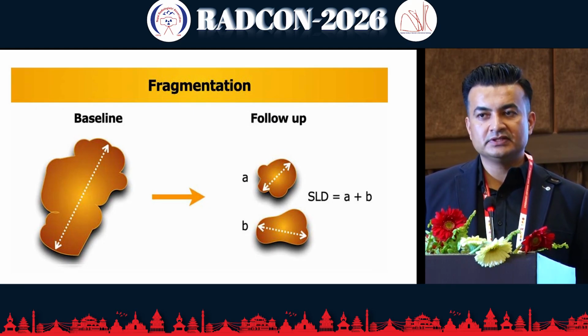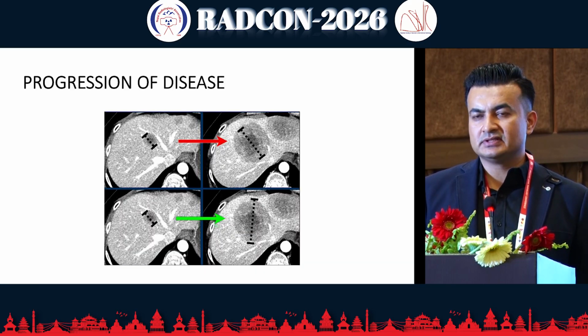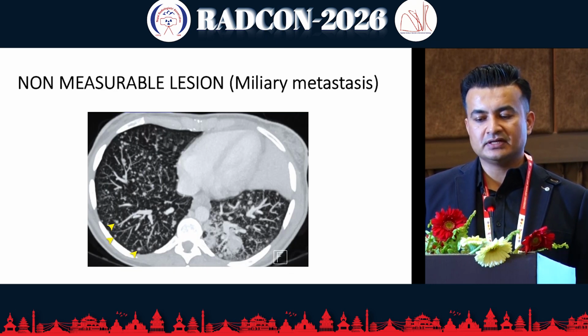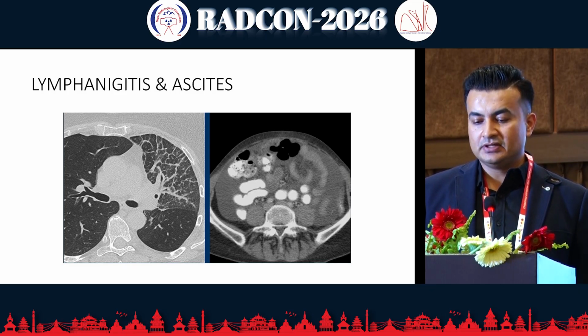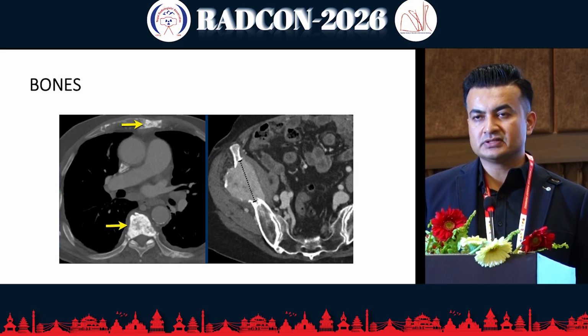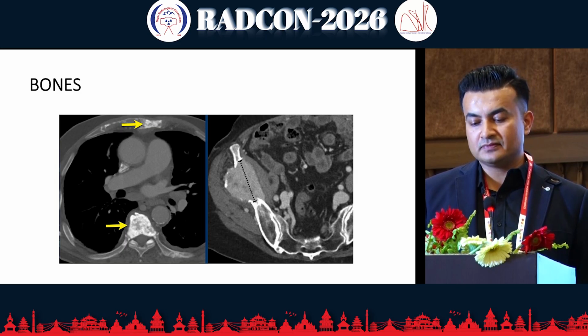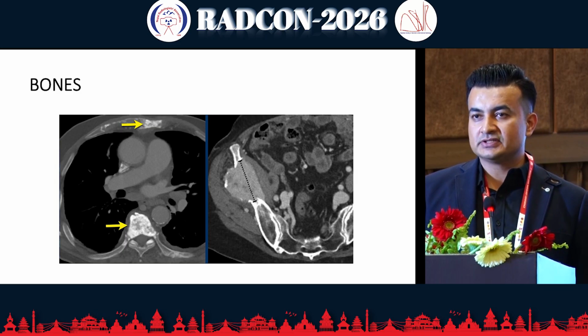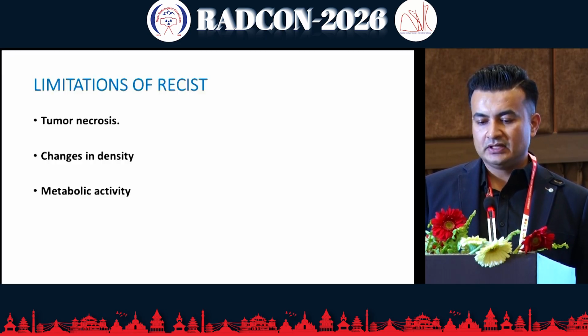There are non-measurable lesions like miliary metastasis. They cannot be measured; their size is less than 10 mm. So these are non-measurable lesions. We do not consider these in RECIST. Other non-measurable lesions are lymphangitis surrounding a lung malignancy, ascites, and bone lesions. We cannot consider these as measurable lesions. However, if the bone lesion has a soft tissue component, we do measure the soft tissue component.